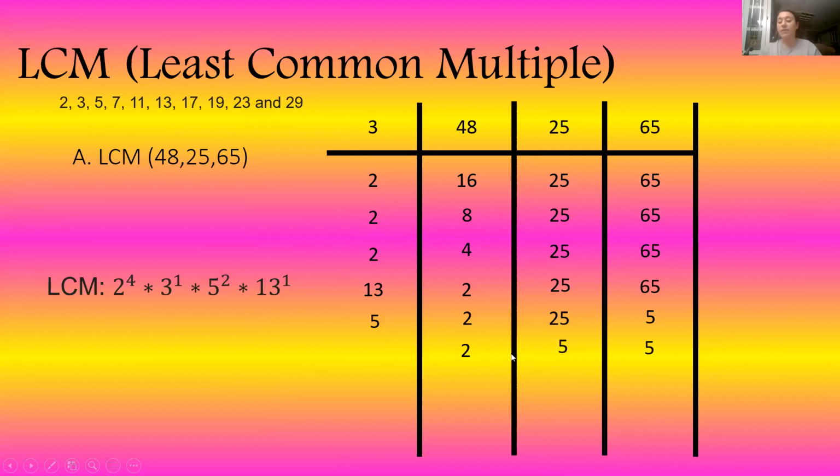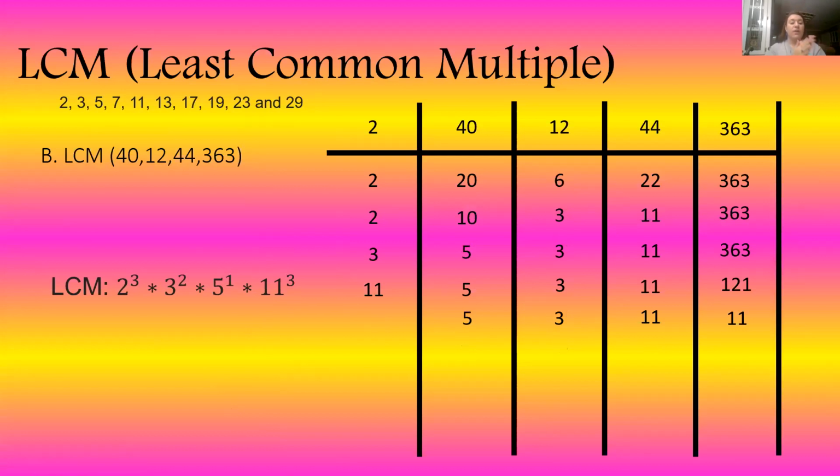Now, there's 3 5s here, but on your bottom row, if there is more than 1, you only count it 1 time. So say there were 3 5s at the bottom, you would only count one of the 5s at the bottom, but you will count all the numbers on the side. No matter how many there are, you'll count all of them on the side, but only count one of the numbers at the bottom if there are multiple of that number. Okay, so you'll have 5 to the 2nd power times 13 to the 1st power. So that's how you get least common multiple.